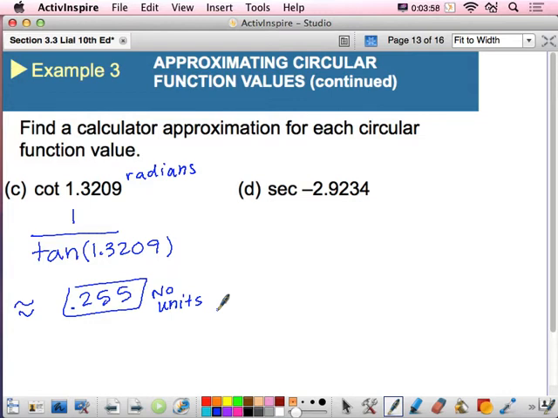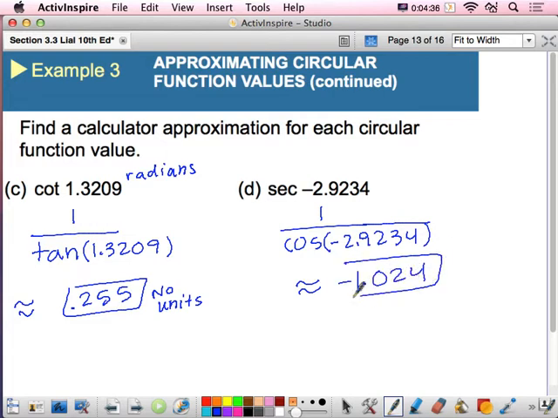How would I type secant of negative 2.9234? I would type it in as 1 over cosine, keep the angle, negative 2.9234. For work, would we have to show the 1 over cosine? I would, because just in case you made a careless error typing it in, if you at least write it down, I'll know you knew what you were doing. If you don't, I can't give you any credit on a calculator problem. So I recommend writing that stuff. Approximately what? Negative 1.024.